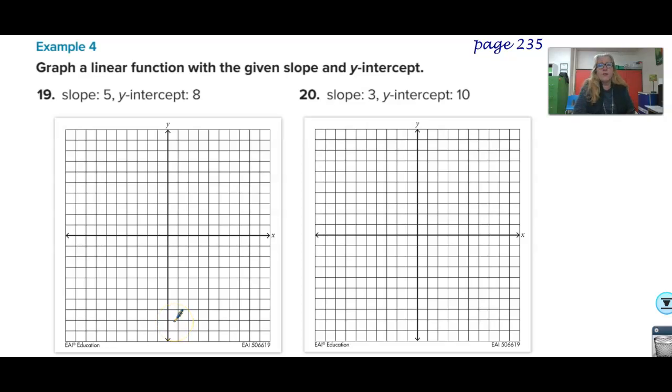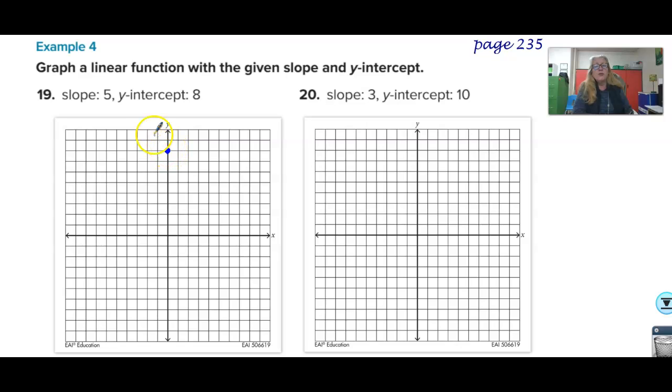Now, this is graph a linear function with the given slope and y-intercept. So if the y-intercept is 8, the first thing you want to do is put your starting point on the y-intercept. So I count 1, 2, 3, 4, 5, 6, 7, 8. I hope I counted that right. You put your starting point there.